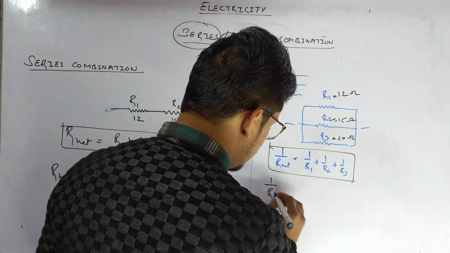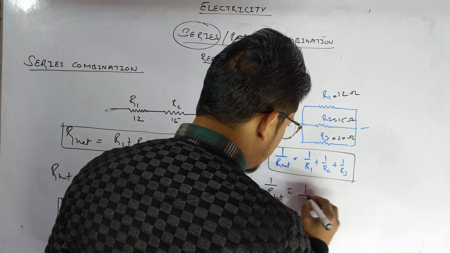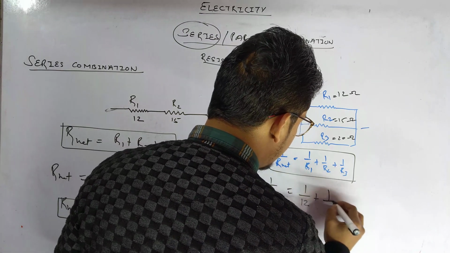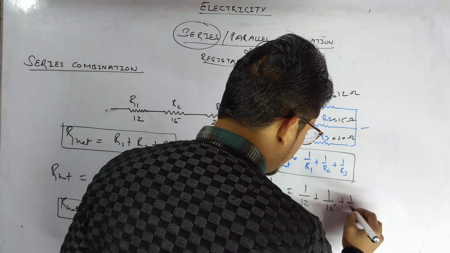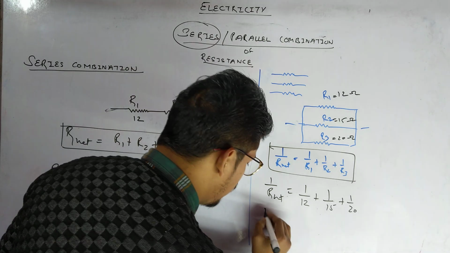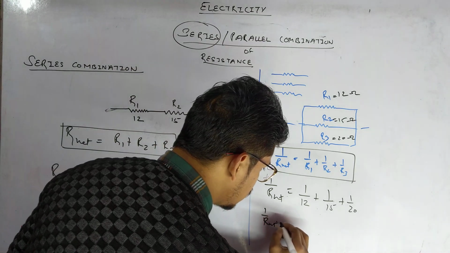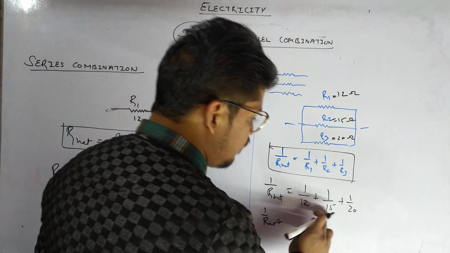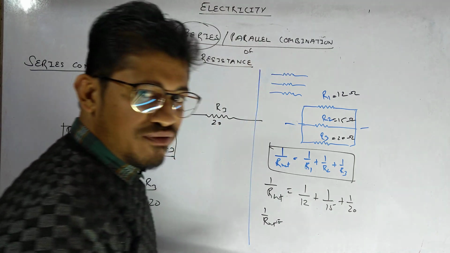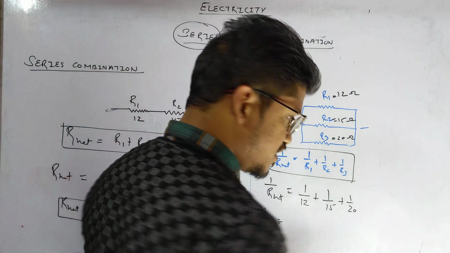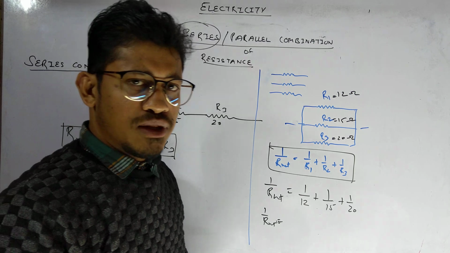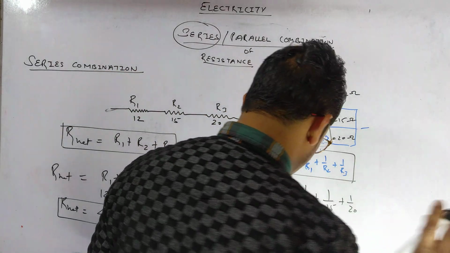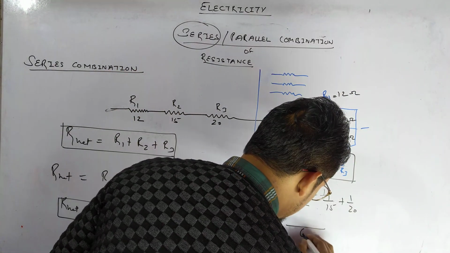This is the formula. 1 upon R net is equal to 1 upon 12 plus 1 upon 15 plus 1 upon 20. What is the LCM of 12, 15 and 20? It's I think 60. Am I right? Okay, I'm right, 60.